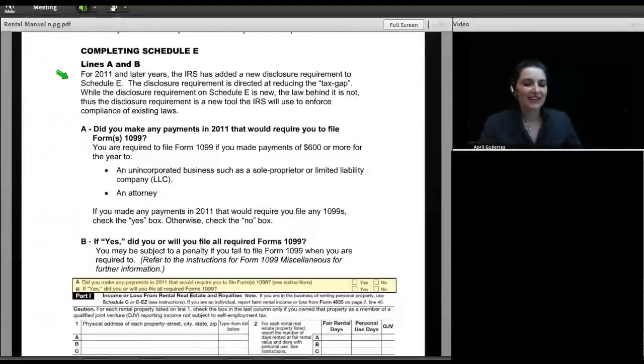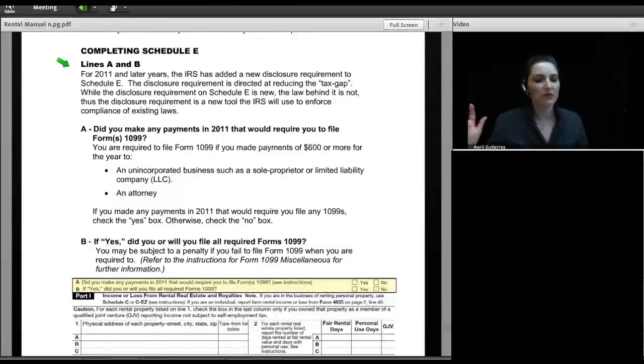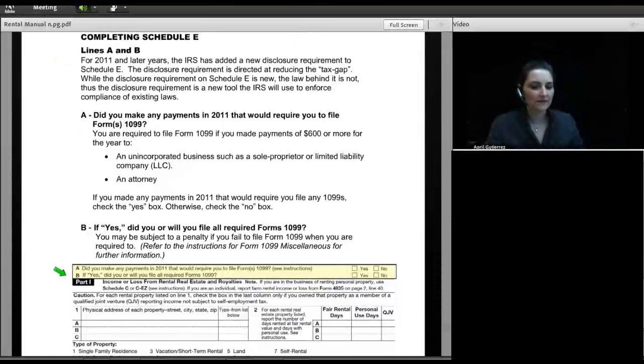Okay, let's take a look now at completing Schedule E. We've just been doing an introduction to the theory behind Schedule E. Now we're actually going to take a hard look at the form itself, beginning with these two new lines, A and B. For 2011 and later years, the IRS has added these two particular lines. They are disclosure requirements. The purpose of the disclosure is to help close the tax gap. The reason for the disclosure is part of Obamacare, our new Health Care Act.